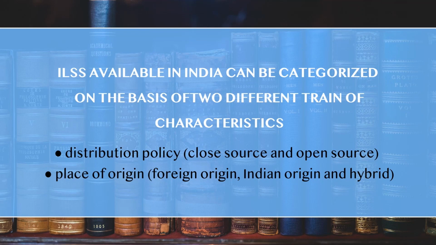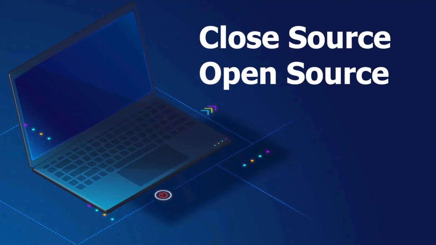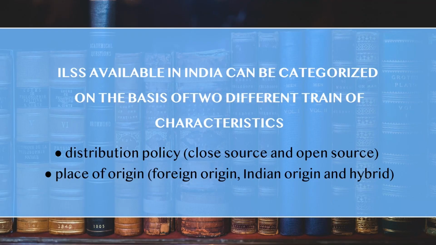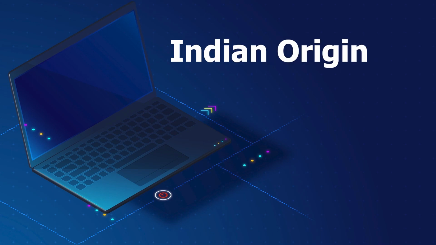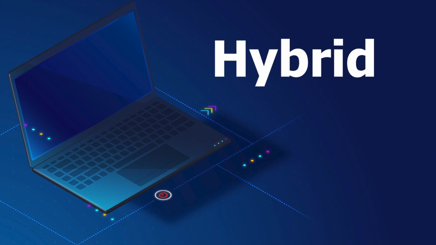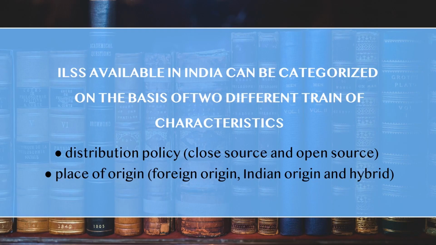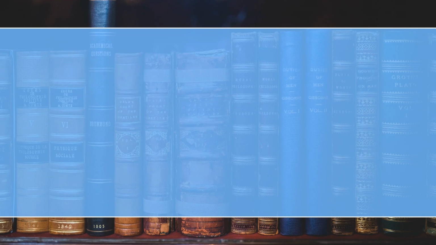One is the distribution policy, whether these softwares are closed source software or open source software, and the second one is the place of origin, that is the point of origin, whether it's a foreign origin, that means software originated abroad and marketed in India, or software with Indian origin like LibSys or SOUL, or a hybrid kind of software which originated in foreign countries but was marketed and customized in India to suit the Indian environment. So let us go one by one. First we will go by the distribution policy, then we will come to the place of origin.